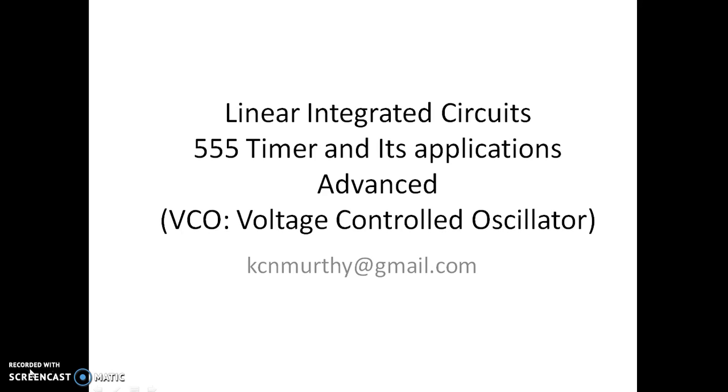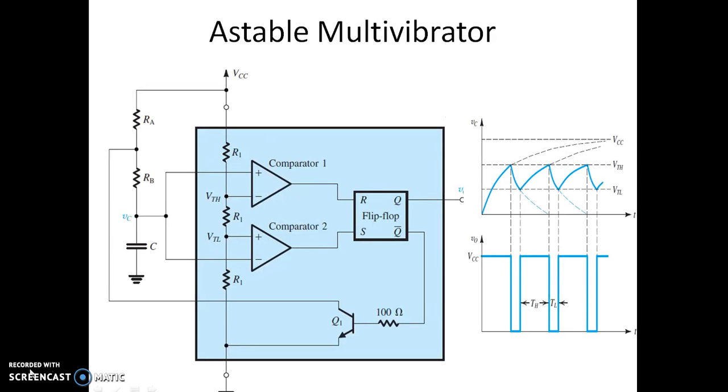In this video, we shall see an application of the 555 timer, which is nothing but a voltage controlled oscillator. We know that the 555 timer can be used as an astable multivibrator using two resistors RA, RB, and a timing capacitor C. We have seen in the previous videos that we can adjust the on time and off time by changing the values of RA and RB.